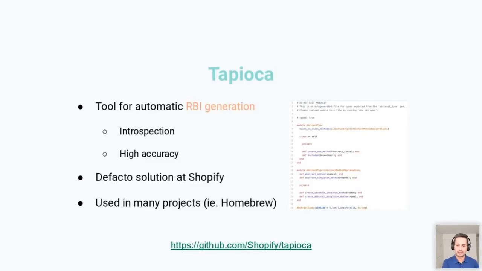We don't use the Sorbet tooling that came later, because this works better for us. And it's also used in many other companies and many open source projects as well. So for example, if you're a Mac user and you're using Homebrew, well, you have Tapioca in your machine as well, I guess. And you can find the open source project at the link that's on the slide.